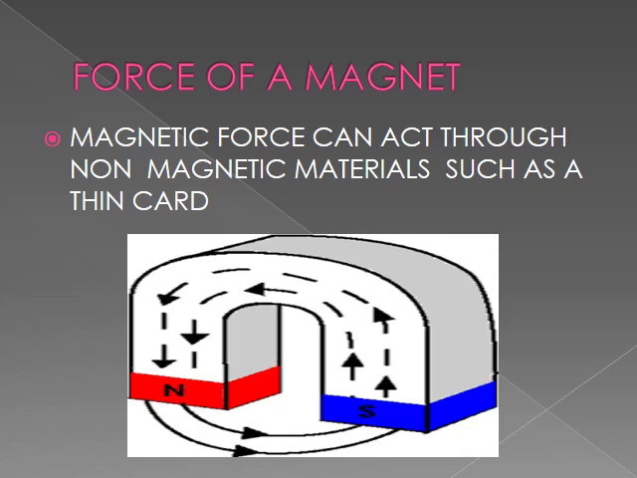My dear students, the force of a magnet. Magnetic force can act through non-magnetic material as well, such as a thin cord. See how the force of a magnet comes out from the north pole, passes through the non-magnetic material such as a thin cord, and then enters into the south pole.